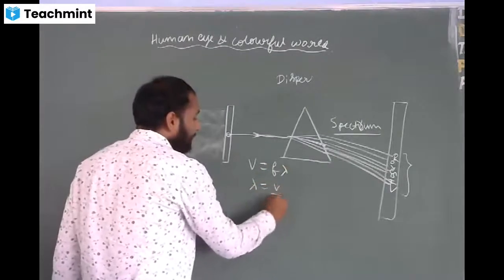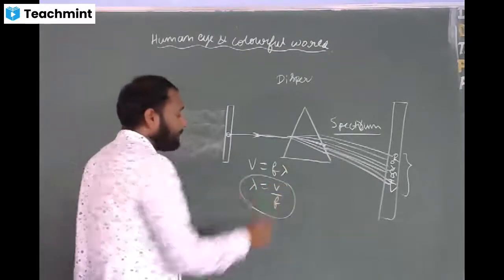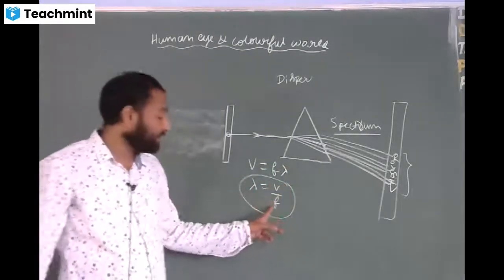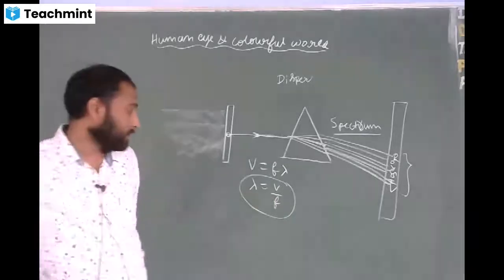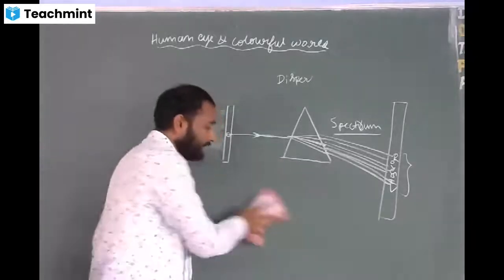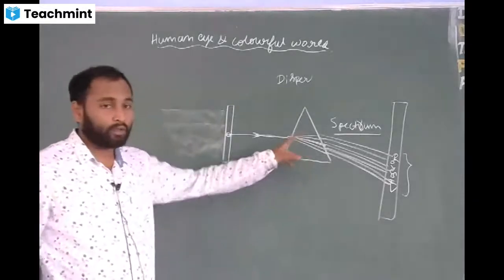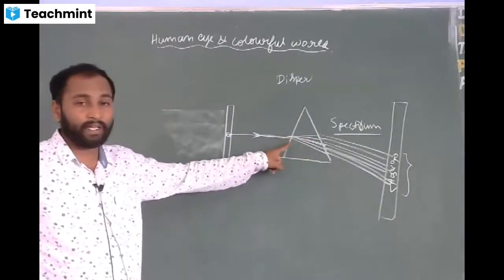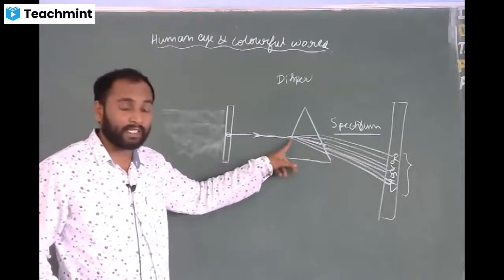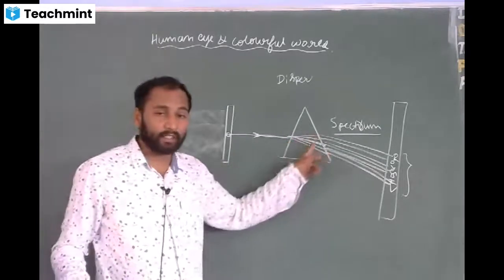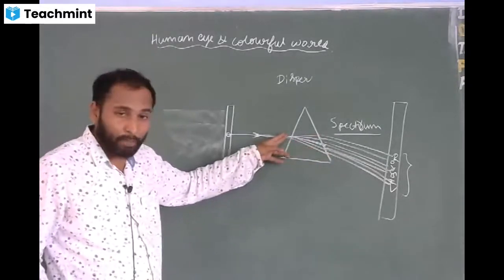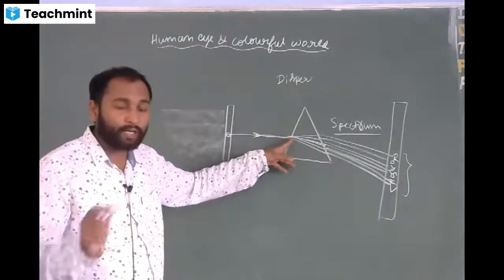Lambda is equal to V divided by F, where lambda is the wavelength, V is the speed of light, and F is the frequency. Here you should remember one thing: when light enters the prism, what is the quantity which is changing? It is the wavelength. Frequency remains constant, whereas wavelength changes. So the colored components split due to their wavelengths.